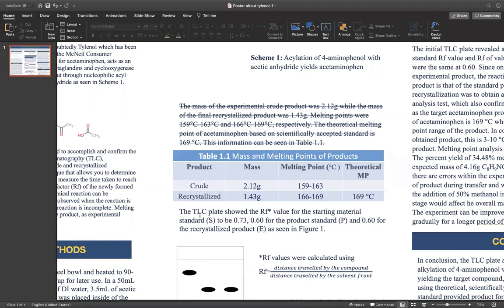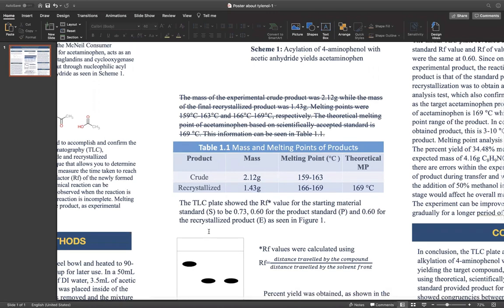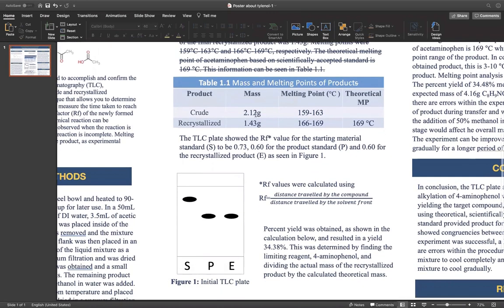Anyways, the TLC, and then it mentions the TLC RF values: starting material 0.7, 0.6 for the product, and 0.6 for the recrystallized product. It could have been text, it could have been a table. Think of it as more of a visual: someone is more likely to look at a table and read the table caption and know what's in the table than decide where to start reading within the text.